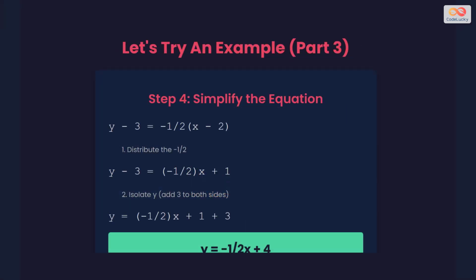The final step is to simplify. We start with y minus 3 equals negative 1/2 times the quantity x minus 2. First, distribute the negative 1/2 to get y minus 3 equals negative 1/2 x plus 1. Then, add 3 to both sides to get our final answer. Y equals negative 1/2 x plus 4.